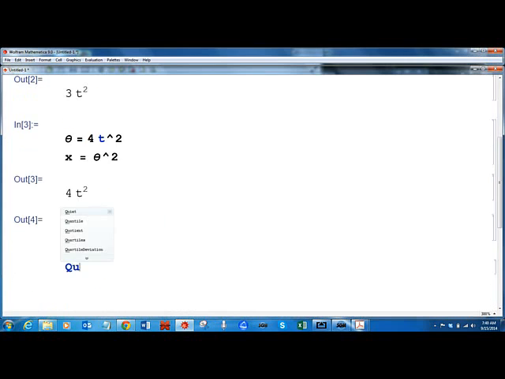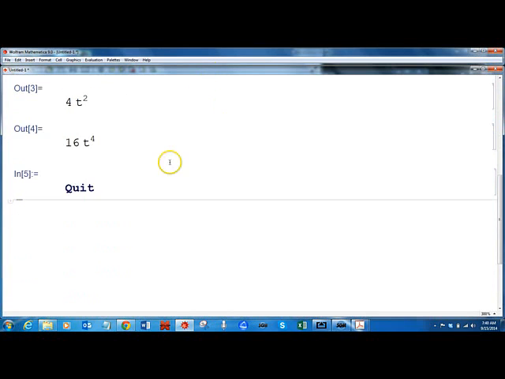Let me quit because I don't want to mess this up. So forget everything that I've done so far. All right, here's what I want to do. I want you to take the derivative of the cosine of theta. That's your function. And I want the derivative with respect to time. Okay, how do you do that?